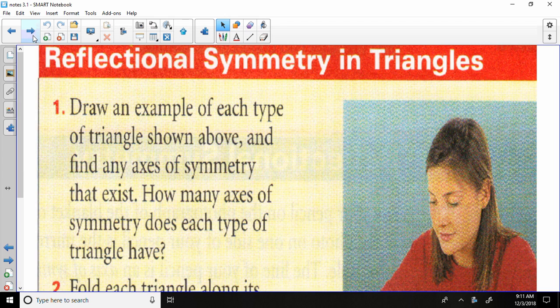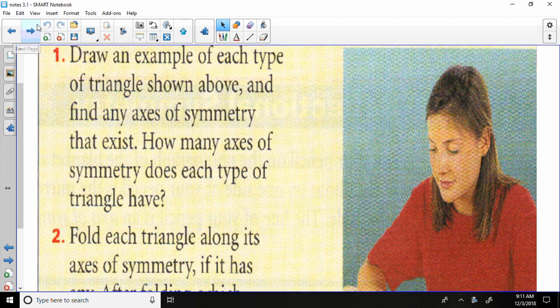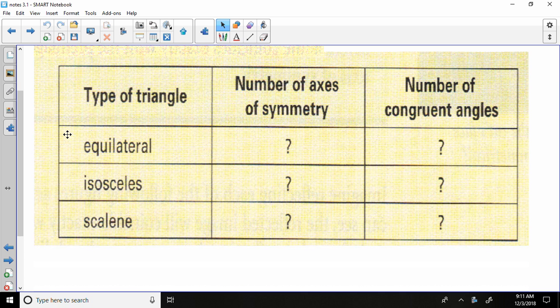Okay. So I believe we have something to fill in next. This chart. So in your notes, equilateral. Because I can't draw it on there, it's not going to let me. If you were to have a drawing of an equilateral triangle, how many lines of symmetry could you draw so that if you were to fold it, the sides would match up? 3. Okay, so you're going to fill in a 3 in your first line. How many congruent angles are in an equilateral triangle? 3. If there's 3 sides, there's 3 angles that match up.